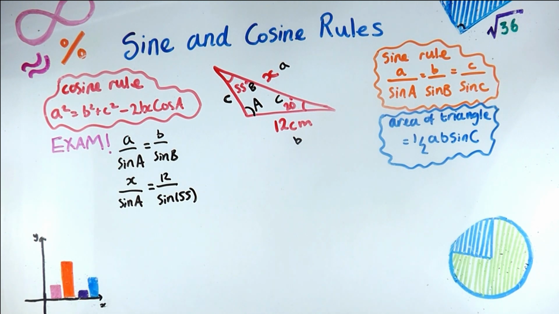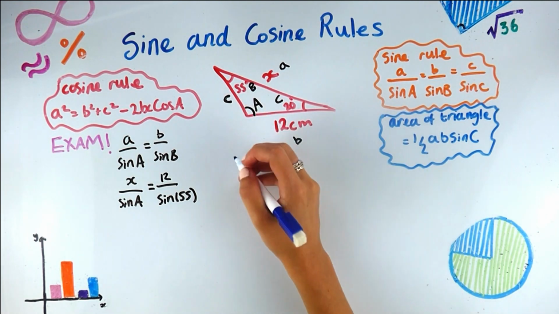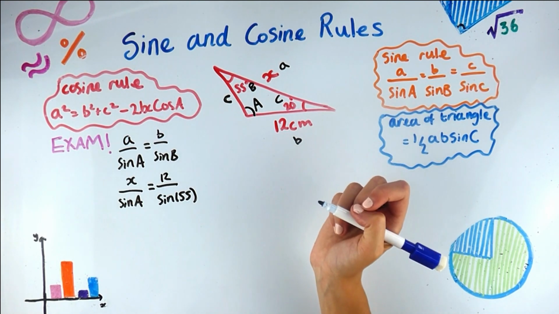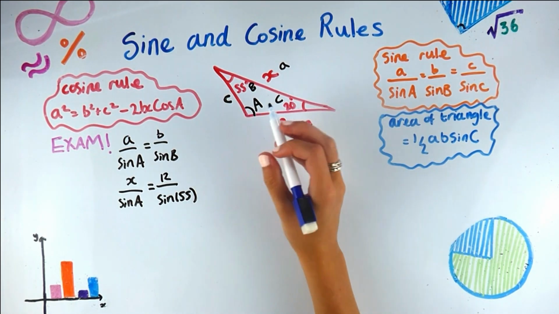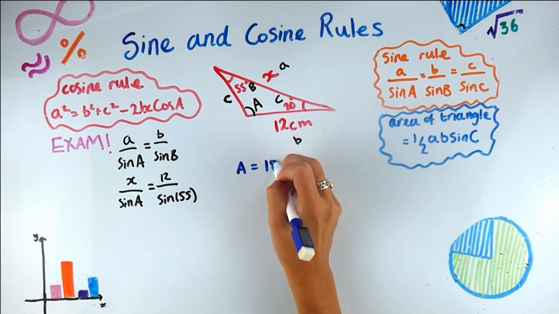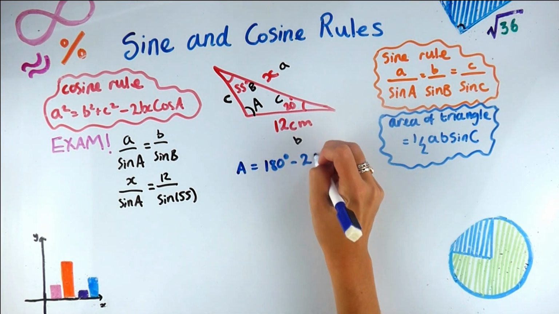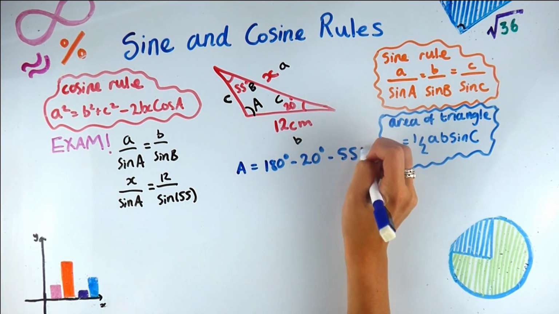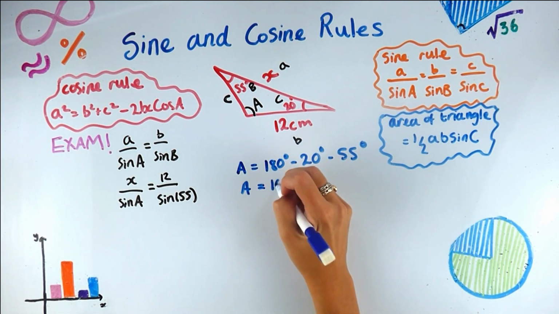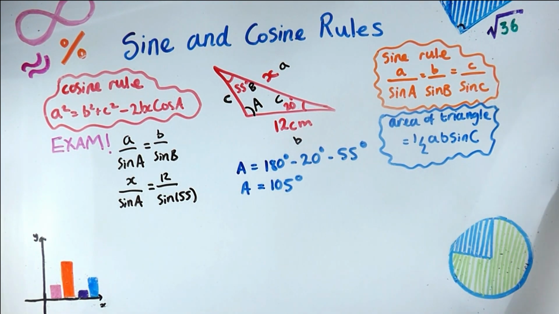Okay, so what is big A? This is what we need, because we've got two unknowns in the equation, that's never going to work. So I know these two angles. I know the angles in a triangle in the interior add up to 180, and I've got two of them. So I know I can work out A. So A is 180 degrees minus this 20 degrees minus the 55 degrees. So A is equal to 105 degrees.